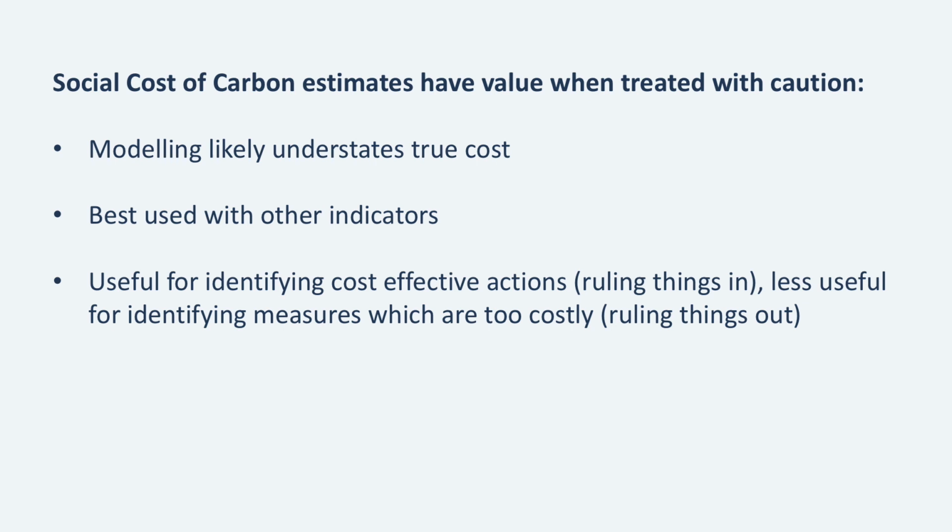So, the social cost of carbon is a useful reference point, but one more useful for ruling measures in than ruling them out. And in any case, judging which risks are acceptable will always be a matter of political and ethical debate, rather than a simple matter of costings. For this reason alone, the social cost of carbon can never be a complete guide to action.